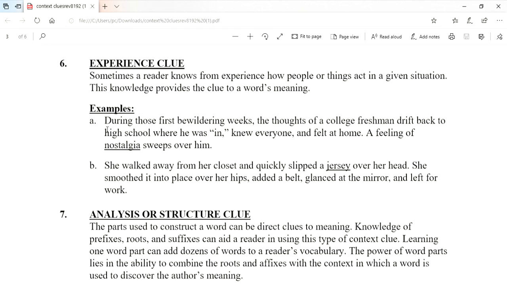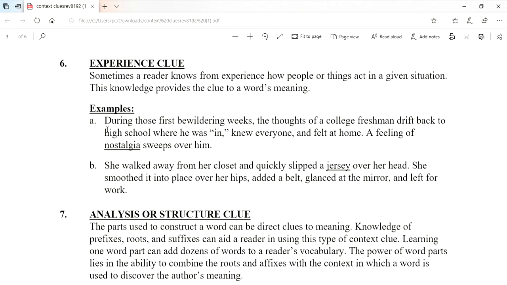Let's take the B. She walked away from her closet and quickly slipped a jersey over her head. She smoothed it into place over her hips, added a belt, glanced at the mirror, and left for work. Here we can clearly see the person is in a hurry. Can you see that? So here we know the person is basically in a hurry.